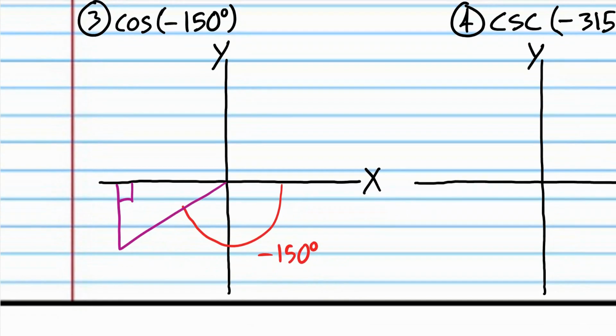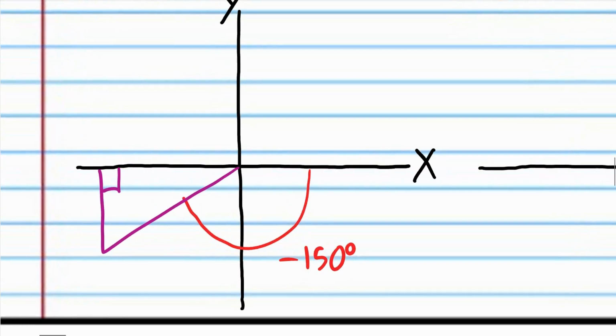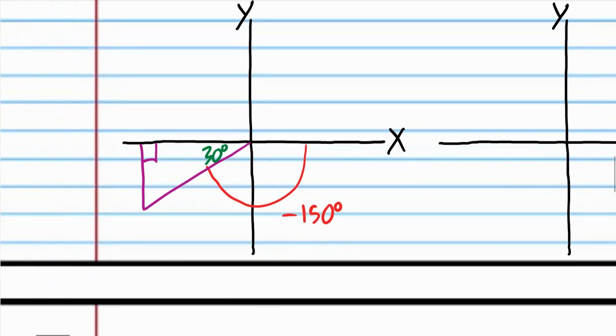So what is the reference angle? Again, the reference angle is the angle between the x-axis and the terminal side of the angle in question. So that is going to be 30 degrees. How do I know that? Well, because we know that a half rotation is 180 degrees. So you just subtract 150 from 180 and you get 30. That's what you need there to fill that gap.